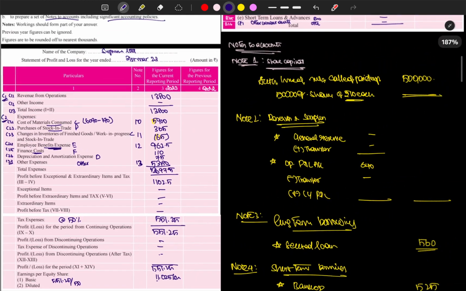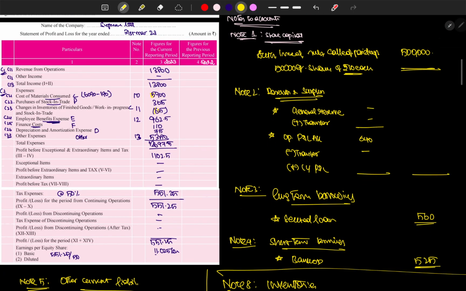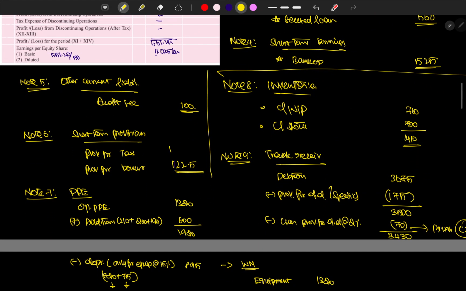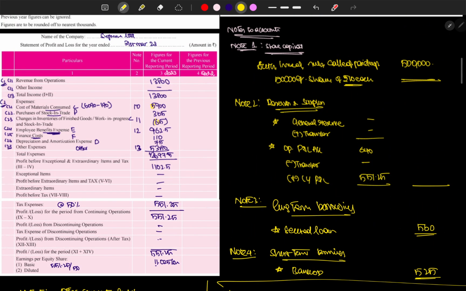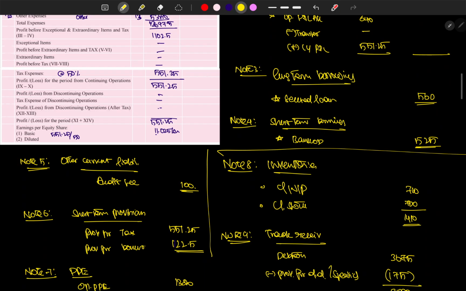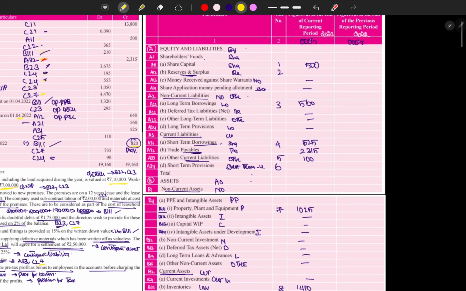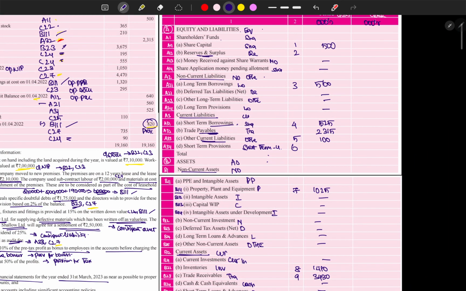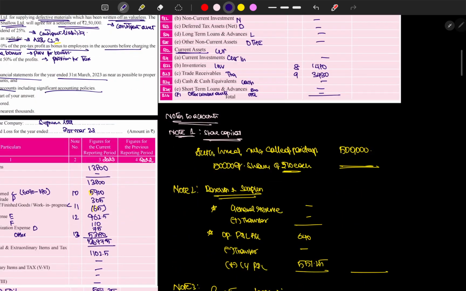P&L item. So let's put the current year P&L here, which is 551.25. Okay, let's total 551.25 plus 122.5, which is 673.75. Okay, let's put the 673.75 figure here, which is long-term provisions, right? Sorry, that's a short-term provision, which is 673.75. Let's find out the reserves and surplus.